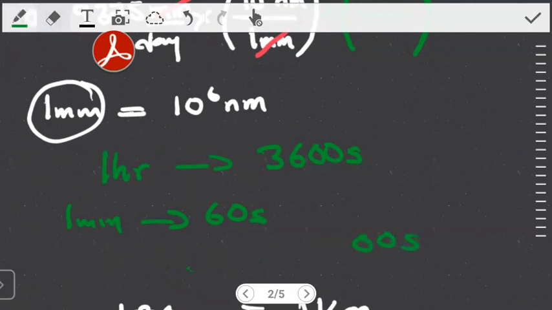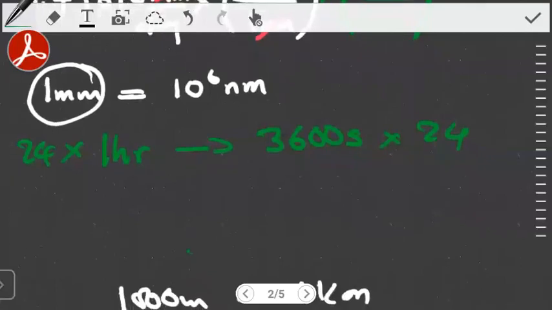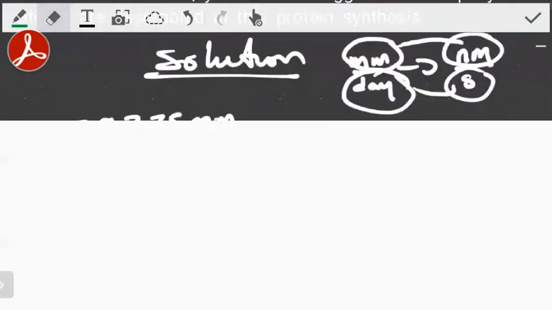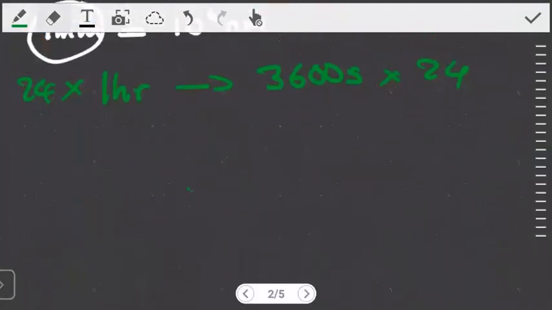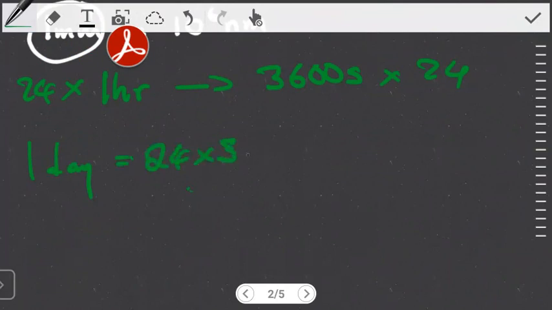Okay, so now you have 3,600 seconds in an hour, but in a day, you have 24 hours. Meaning, if you want to get the number of seconds in a day, you have to multiply this by 24. Okay, so at this point, we're seeing one thing. In one day, you have 24 hours. In every hour, you have 3,600 seconds.